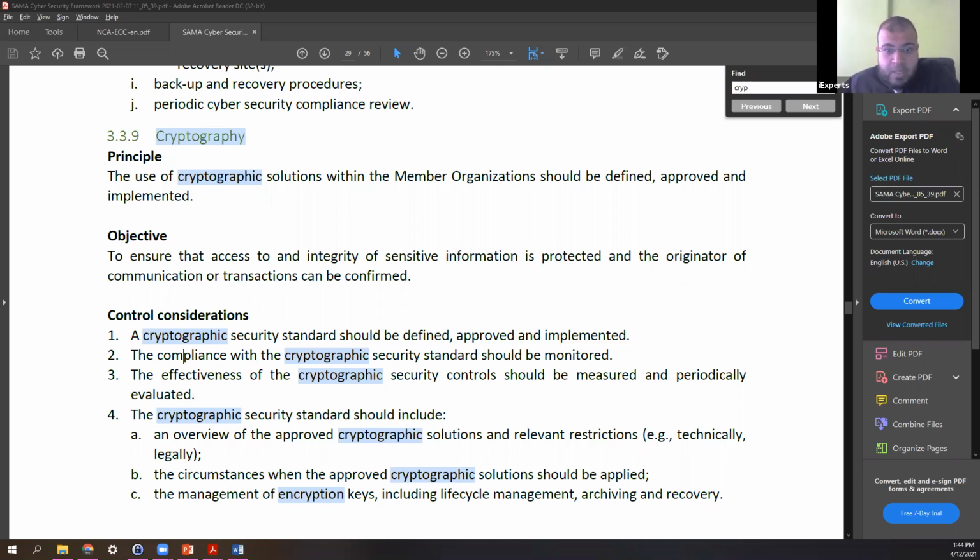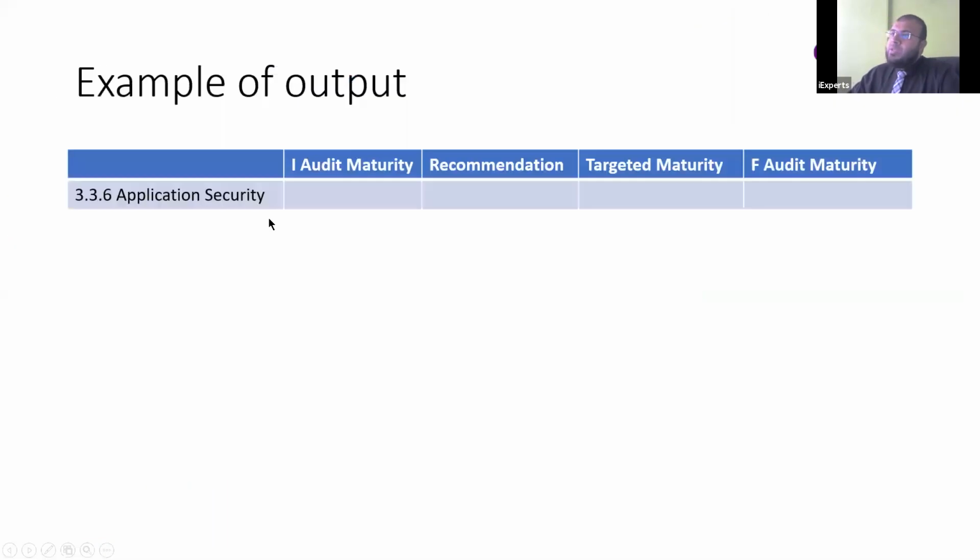Sayyid Abdullah asks: what is the best scoring framework we can utilize when we do an audit assessment against NCA? The best scoring one is the CMM, Capability Maturity Models. Personally, in iExperts, when we provide a service we do something like this: the first audit, which gives the maturity, the recommendation, the targeted maturity, and the final audit. So we have an initial audit and a final audit, and between both we have some recommendations and the targeted maturity.